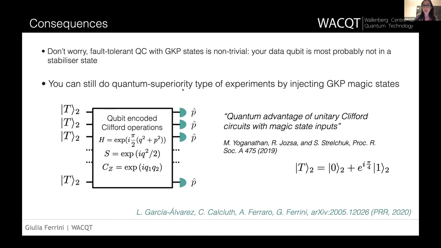For example, there is a very interesting result by Yoganathan, Jozsa, and Strelchuk in the Proceedings of the Royal Society, where they have a circuit for qubits given by T states. So these are magic states, they are not stabilizer states. They have this phase between the zero and one component, and then Clifford operations and Pauli measurements. If you encode that one in GKP, in continuous variables, then you get a hard to sample circuit. So it's still very interesting to use GKP states, even for quantum superiority type of experiments with Gaussian circuits.